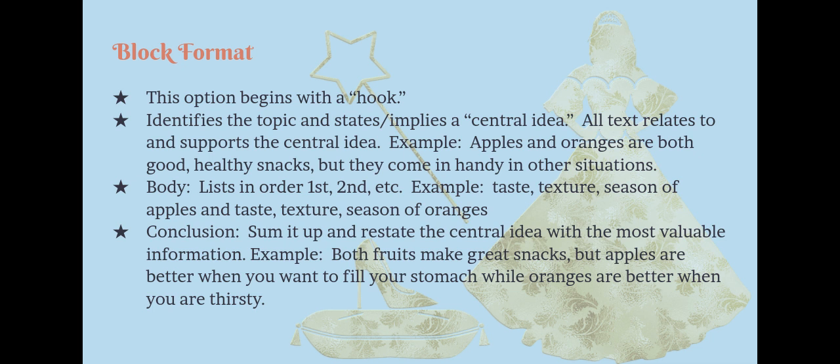In the body of a compare and contrast text using block format, the writer tells all about the first thing and then tells all about the second thing. He or she gives blocks of information to describe each of the two things in turn. Usually the information will be parallel. For example, a writer comparing apples and oranges will first tell all about the taste, texture, and best season for apples. Then he or she will tell all about the taste, texture, and best season for oranges.